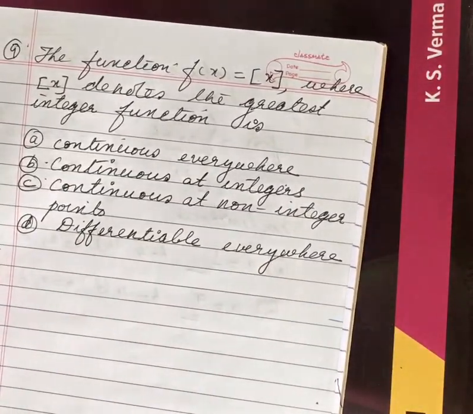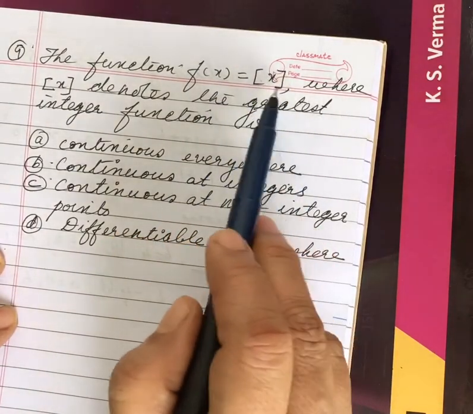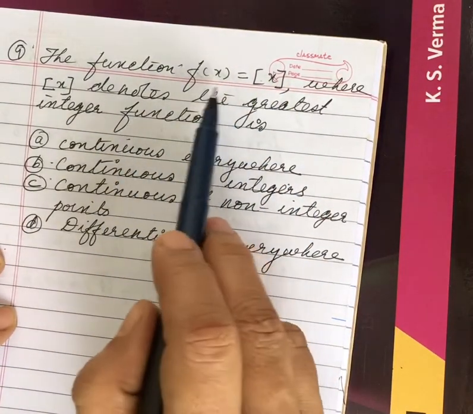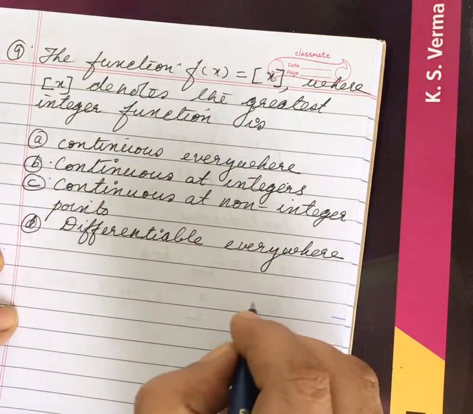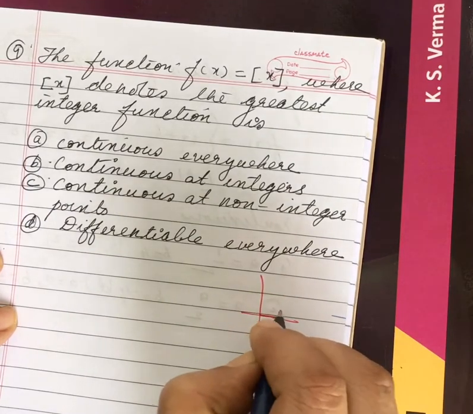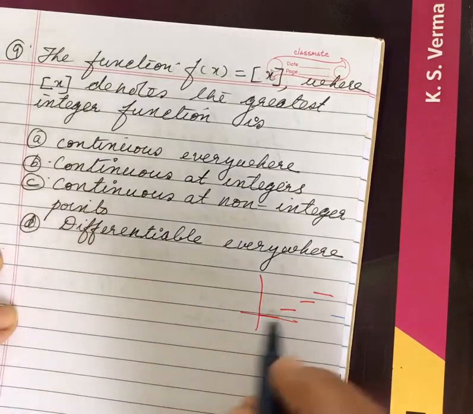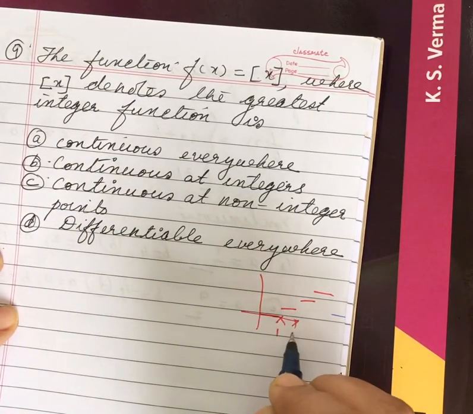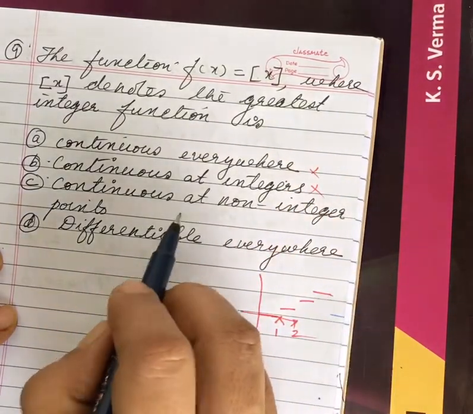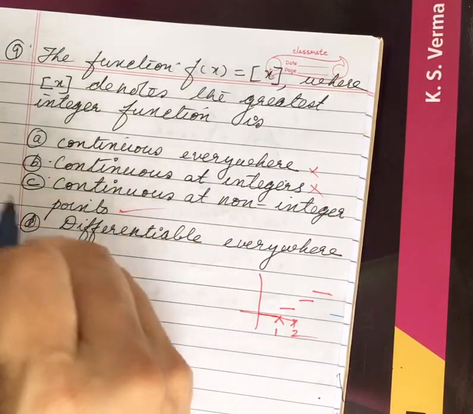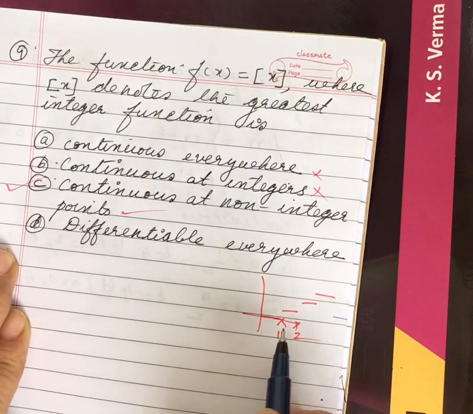The next comes our function f of x equal to, this is a greatest integer function. This is the greatest integer less than or equal to that x. It is continuous everywhere? So we know it is a step function. Greatest integer function comes like this. It is not continuous at the integral points. Continuous at integers, no, this is not correct. Continuous at non-integer points, that is correct. Non-integer points, those points where x is not an integer.